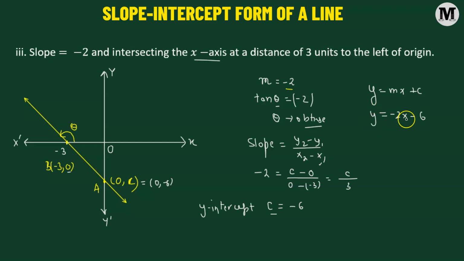So y will be equal to negative 2x minus 6, or if we arrange the terms, we have 2x plus y plus 6 equals 0. So this is going to be the required equation of the line, which has a slope of negative 2 and intersects the x-axis at a distance of 3 units to the left of origin.